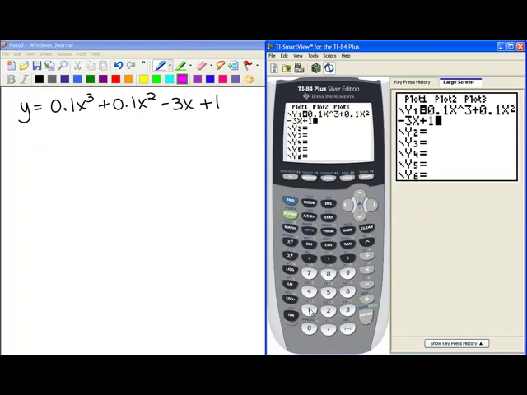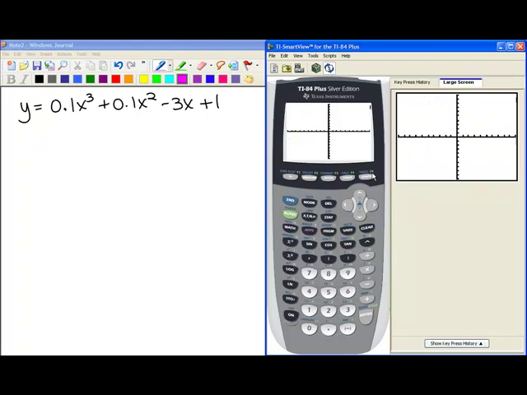Okay, make sure you get all your decimal places in there and your powers are correct. Make sure you're typing things in exactly how it's written down. Now I'm going to press graph. And here's a look at the function. We've got a hill right here, so that means we have a relative maximum. And then we have a valley down here, a low point, a relative minimum.